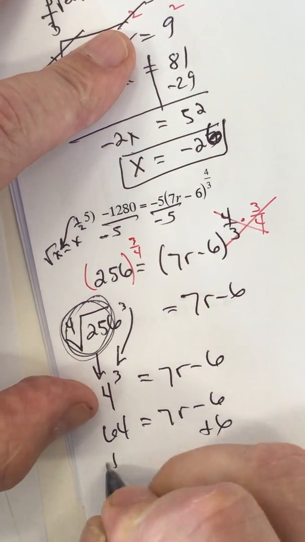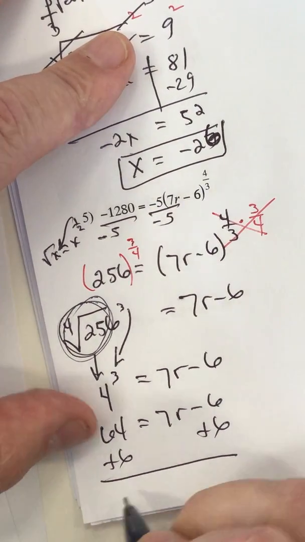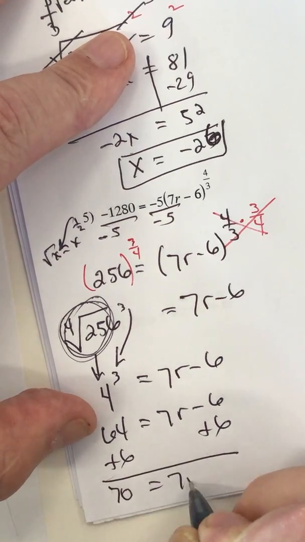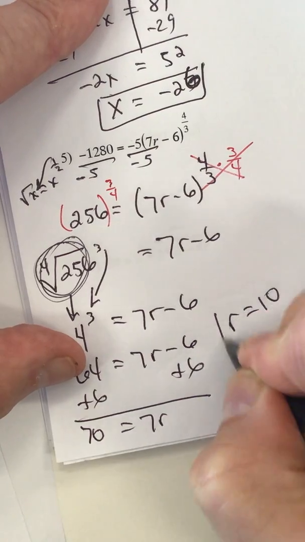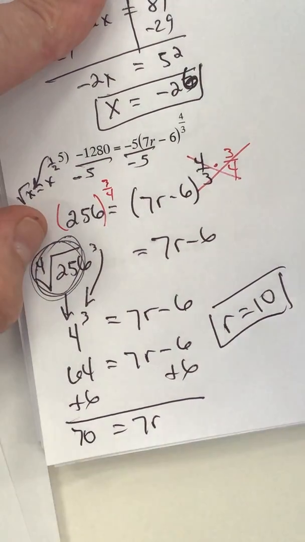Add 6 to both sides. So we have 70 equals 7r. Divide by 7, so r is 10.